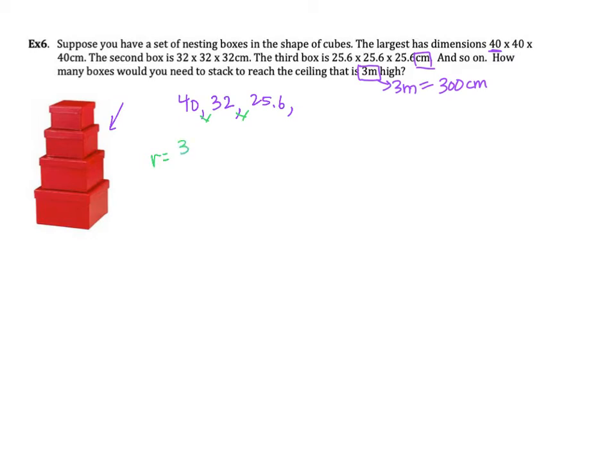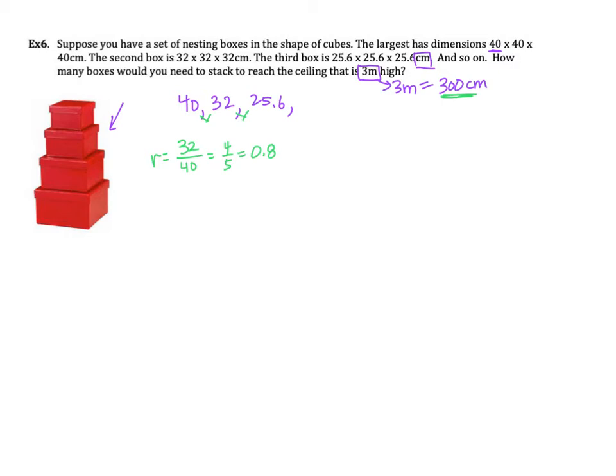To get my common ratio, I take the second term and divide it by the first term. So they're both divisible by 8, so I get 4/5, or some of you might prefer to write 0.8. So regardless, it's geometric with a common ratio of 0.8 and a first term of 40. Now I'm trying to figure out how many boxes I would need in order to get a height of 300 centimeters. So what do I need to calculate?